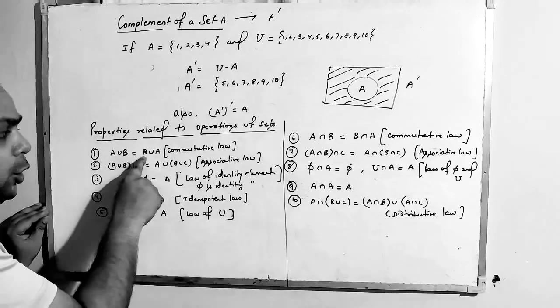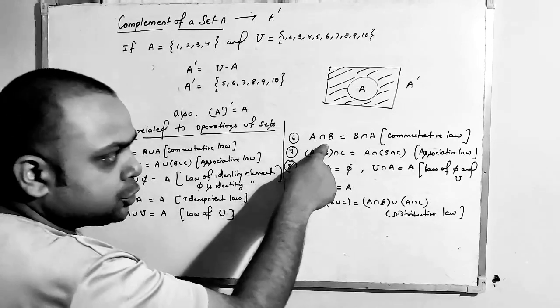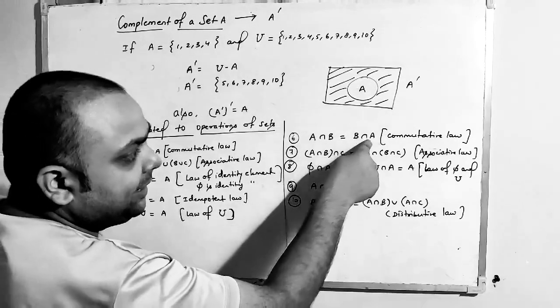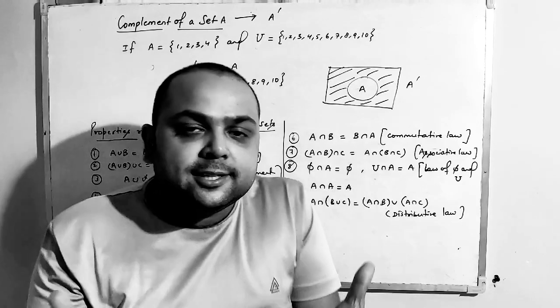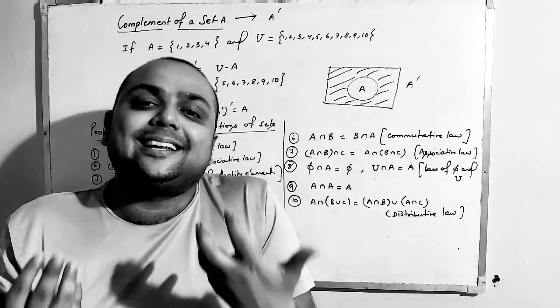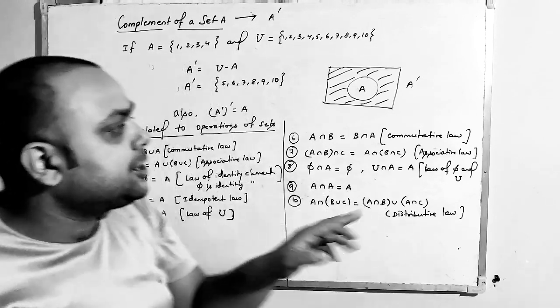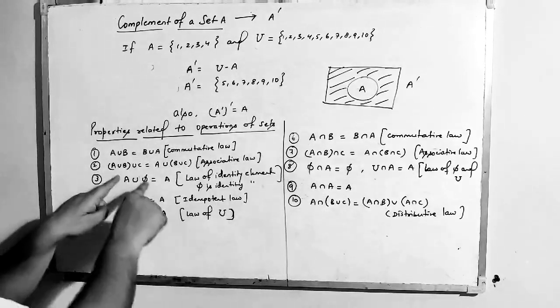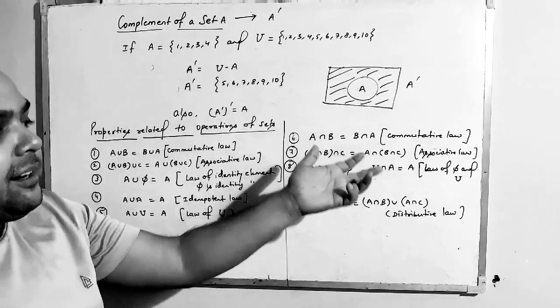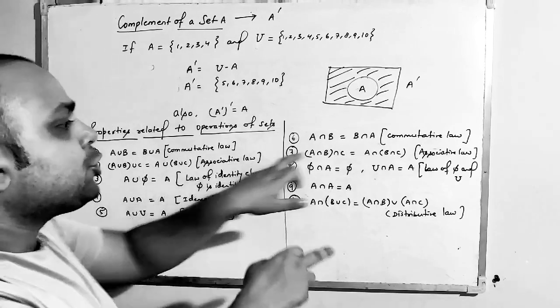A union B equals B union A. Here also we have A intersection B equals B intersection A. If we have two sets, we can do the union or the intersection either way, from A to B or from B to A. This is called the commutative law. Similarly, we can do the union or the intersection in groups either way. This is called the associative law.